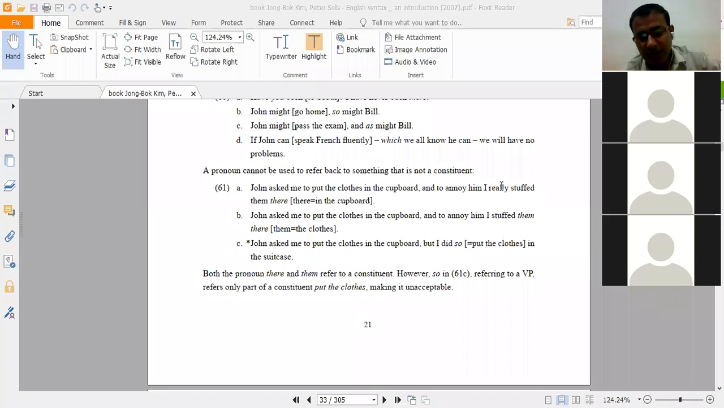Both the pronouns there and them refer to a constituent. However, so in 61C, referring to a VP, refers only to part of a constituent, put the clause, making it unacceptable.